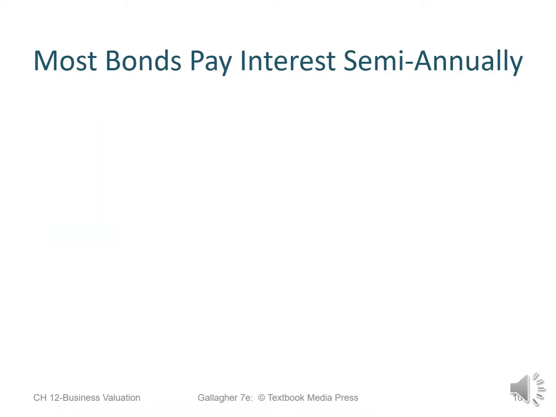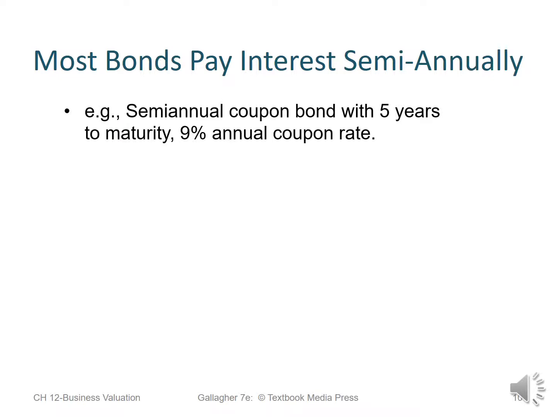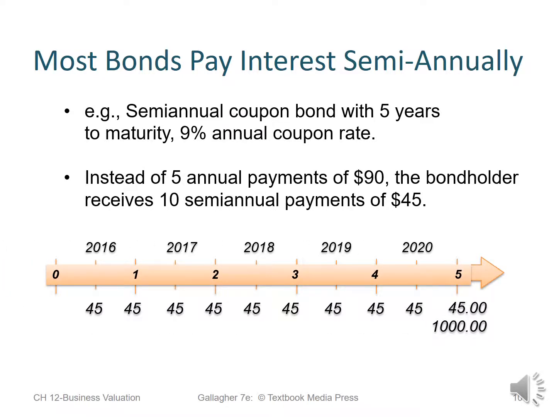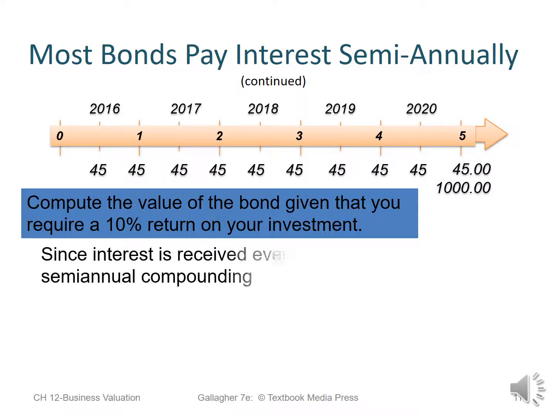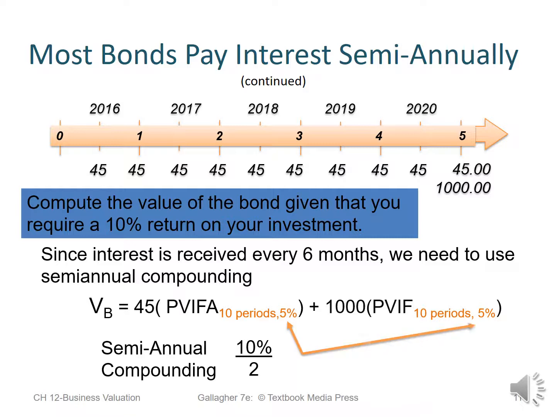Most bonds pay interest semi-annually. Consider a semi-annual coupon bond with 5 years to maturity and a 9% annual coupon rate. Instead of 5 annual payments of $90, the bondholder receives 10 semi-annual payments of $45. Then compute the value of the bond, given that you require a 10% return on your investment. Since interest is received every 6 months, we need to use semi-annual compounding.